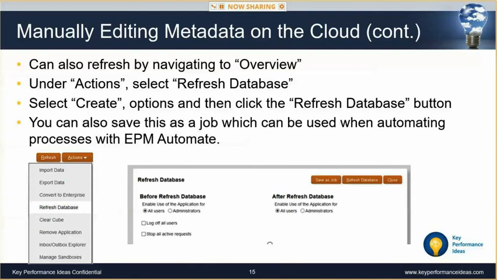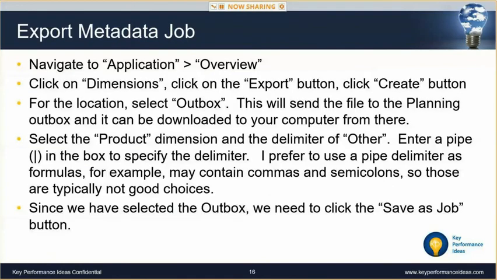I'm going to talk first about exporting metadata, because quite often you want to see what the metadata format needs to look like first. So we'll talk about exporting before we talk about importing. To export, you would navigate to Applications, Overview, and then click on Dimensions, click on the Export button, click the Create button, and then for the location, you would select the outbox.